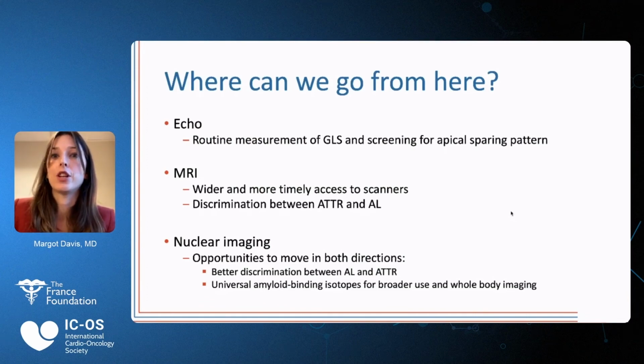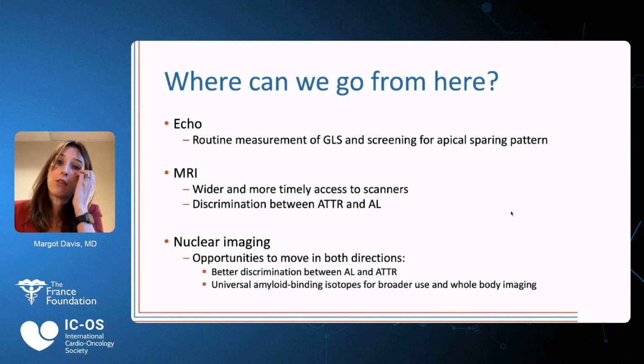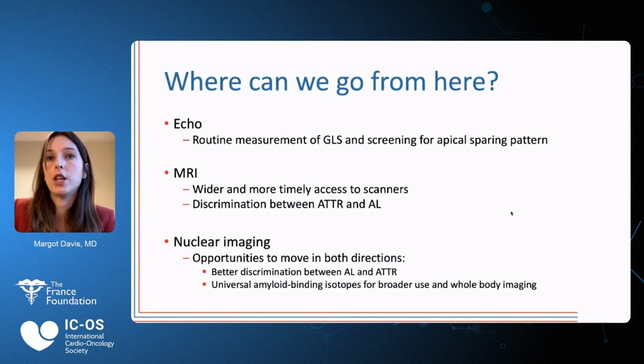And finally, in nuclear imaging, I think there are opportunities to move in both directions, and you've heard about these in today's presentation. There's an opportunity to start using markers that offer even better discrimination between AL and ATTR.